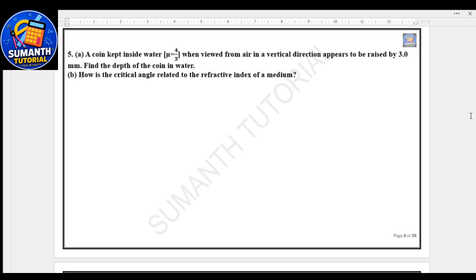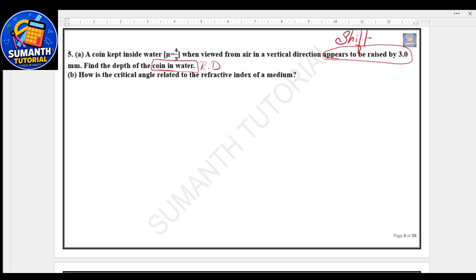Now see here. To solve this one, first I want you to note this line: appears to be raised by 3 mm. This is important. See what this word represents. This represents shift. The most important thing, "appears to be raised by", it is shift. Now find the depth of the coin in water. It is sunk inside, so this is real depth.